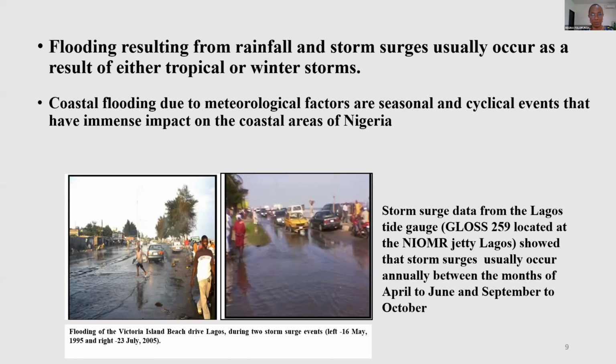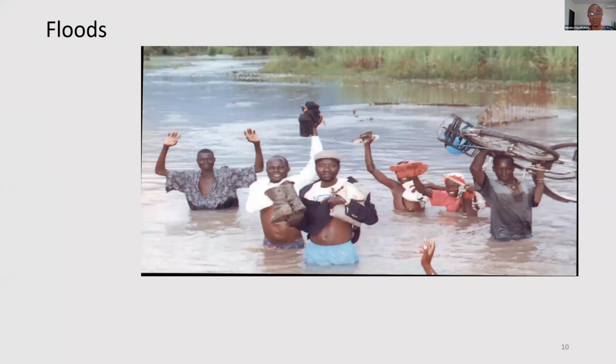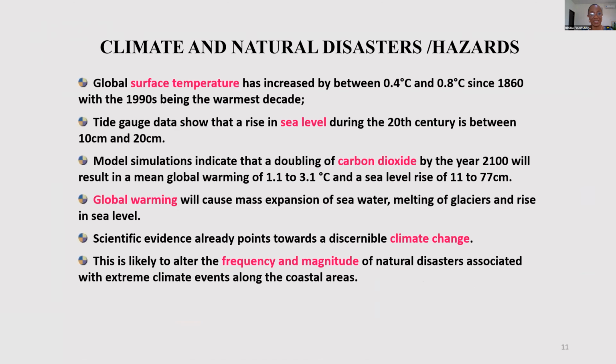The meteorological and weather systems interaction leads to flooding along the coastal areas of West Africa, that is, flooding due to storm surges or flooding due to rainfall. Coastal flooding from these meteorological factors is seasonal and cyclical. So flooding due to meteorological factors is now everywhere, and we all have issues.